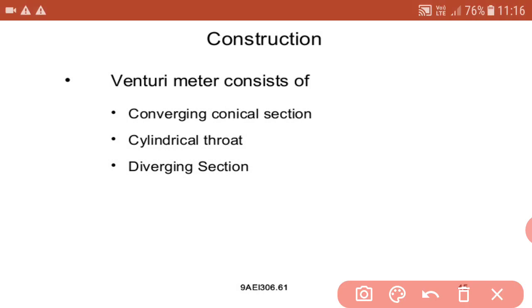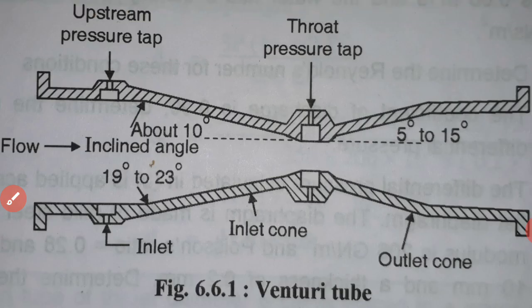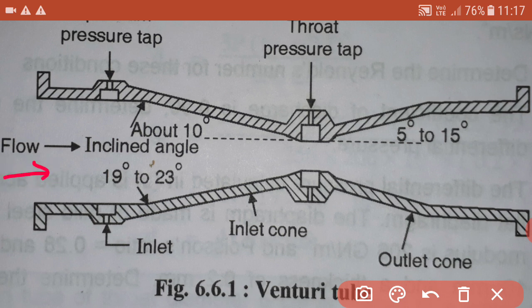Venturi meter consists of three main parts. One is converging conical section, another one is cylindrical throat, and then diverging section. So these three are the main sections of this Venturi meter. Okay, here we can see a typical Venturi tube. Okay, so flow is from this side.